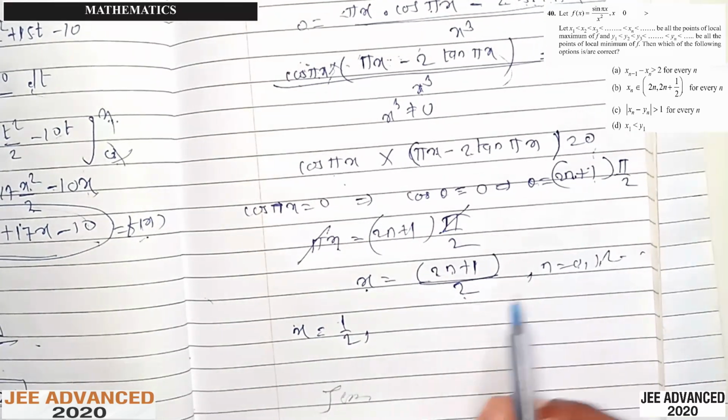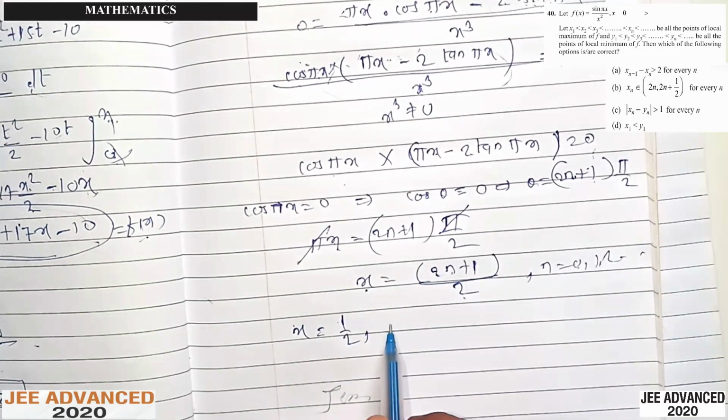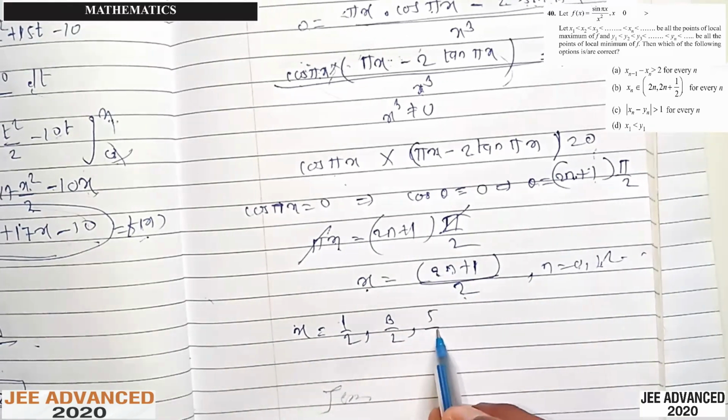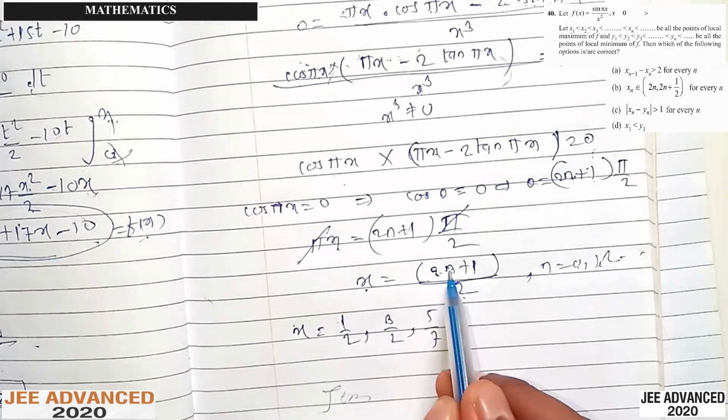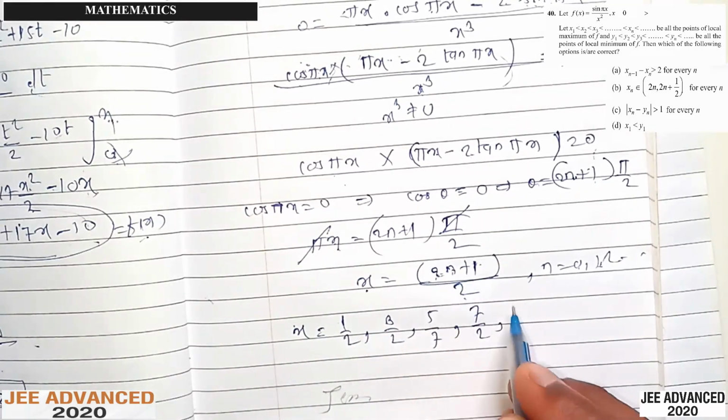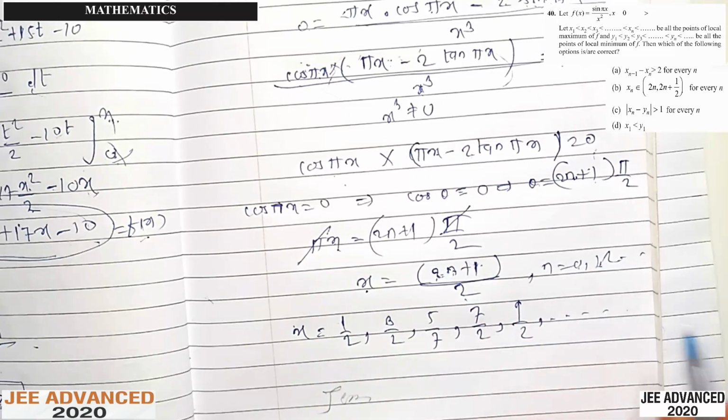Put n is 1, (2 into 1 plus 1) by 2, 3 by 2. n is 2, (2 into 2 plus 1) by 2, 5 by 2. n is 3, (2 into 3 plus 1) by 2, 7 by 2. n is 4, (2 into 4 plus 1) by 2, 9 by 2, and so on. There are infinitely many values.